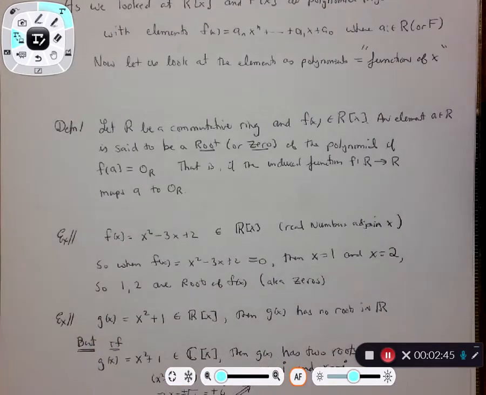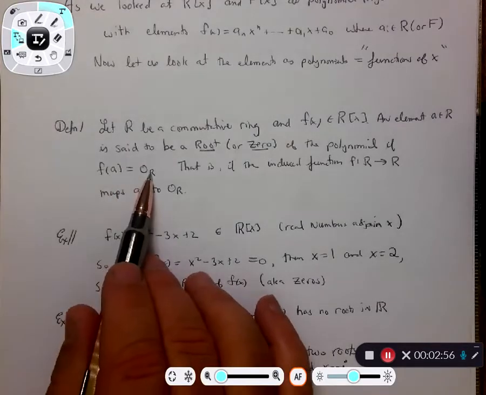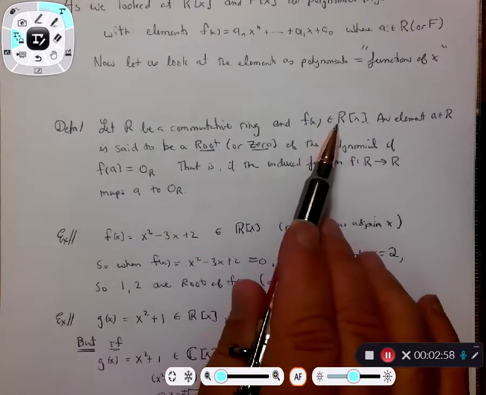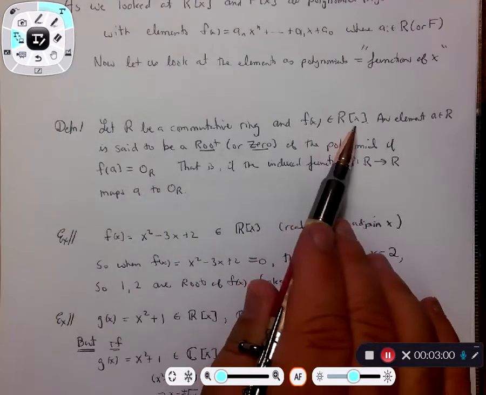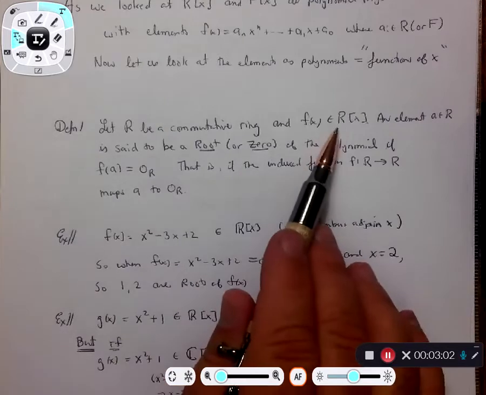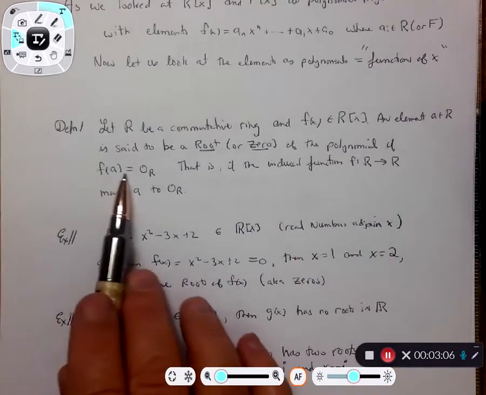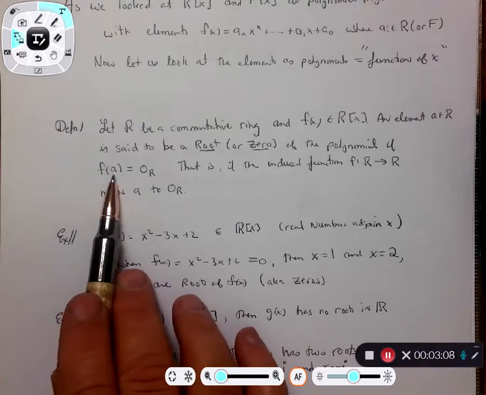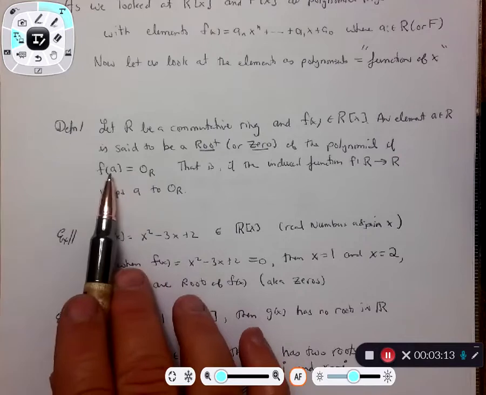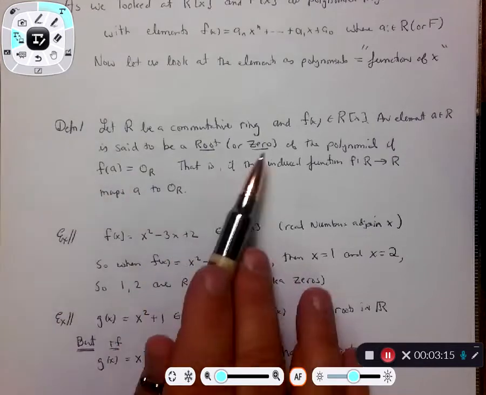This is the same definition that we talked about in junior high school and the like. Root, zero, x-intercept, if you can graph these, is where the function is actually equal to 0. But since we're talking about the coefficients coming from rings, and R is a commutative ring, these are going to be polynomials, but when we plug in the number A into the polynomial replacing X, and I get 0, that makes A a root, also known as a zero.